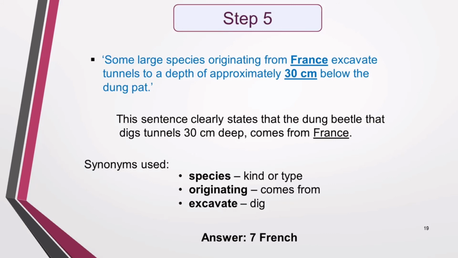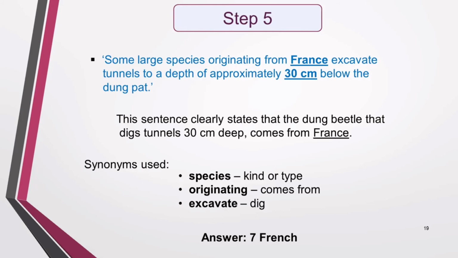I check the word list and find French, which means comes from France, among the possible labels. I then look at the diagram to identify which label relates to the 30 centimetre deep tunnel. It's label 7, so the answer must be 7, French. I fill in the answer and cross through French in the word list.